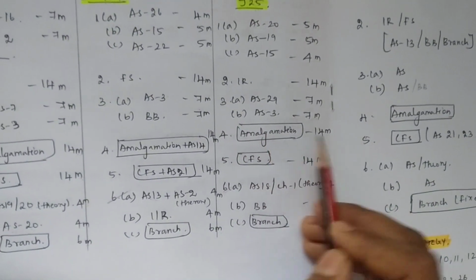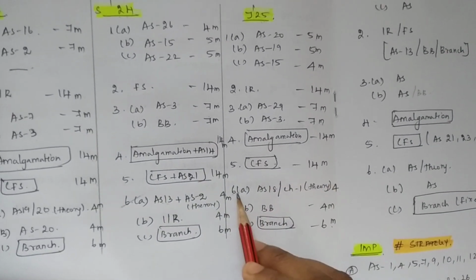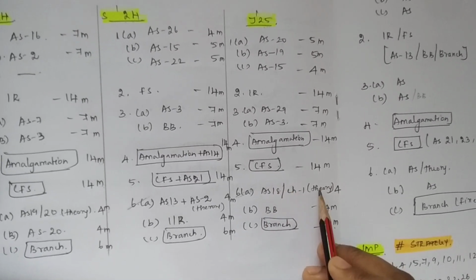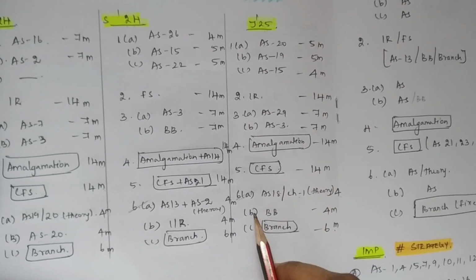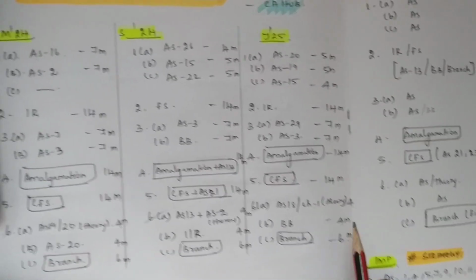The fourth question is amalgamation for 14 marks. The fifth question is consolidated financial statements for 14 marks. In 6A it is an either-or question. Here we got AS18 or a theory question, that is chapter 1, for 4 marks. In 6B we got buyback for 4 marks and in 6C we got branch account for 6 marks.